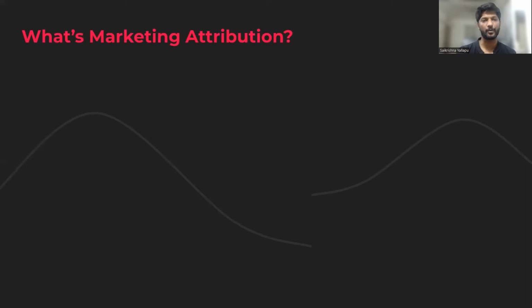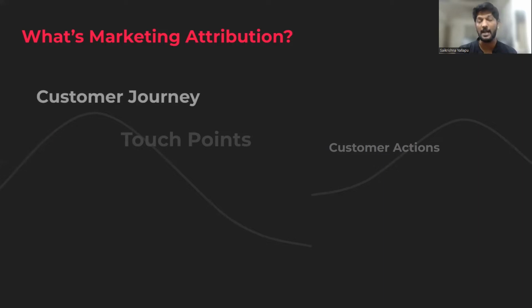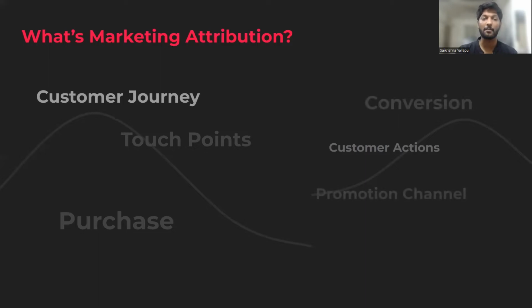What is marketing attribution? It's nothing but identifying the set of customer actions that are happening at different touch points in the journey of the customer and that are leading to different conversions, like purchases or downloads or any conversion that matters at that point of time, through promotion channels. The promotion channels are the marketing activities that are employed in the journey of the customer at different touch points. And what we do in a marketing attribution model is to gather as much data as possible along this customer journey at different touch points and generate insights out of it, be it inbound or outbound or any marketing activity.